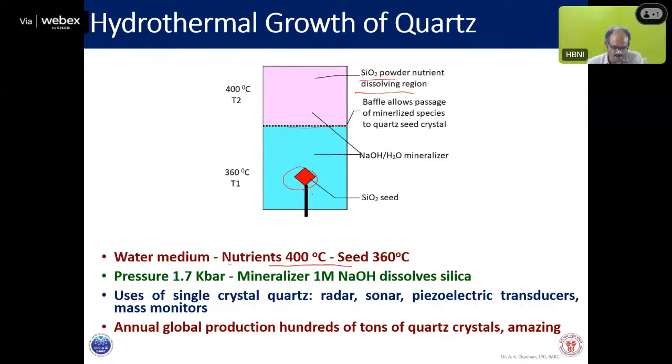NaOH is used as a mineralizer, and silicon single crystal quartz is grown, where the quartz is used in radar applications, sonar applications, piezoelectric transducers, and mass monitors. And the annual global production of quartz crystal is several hundreds of tons.